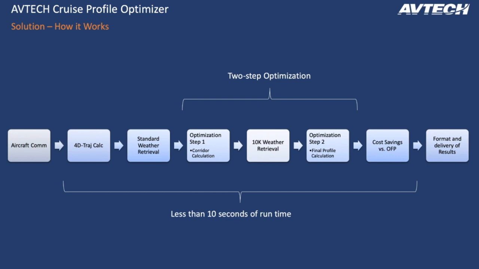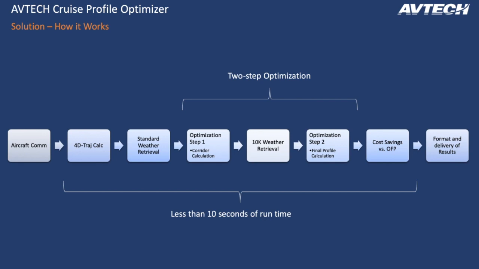Looking at the total process then, the optimizer is a ground-based service. It's easy to deploy because of that. We connect the service via ACARS and speak to the aircraft via ACARS. So first step is aircraft communication. What happens when an optimizer calculation is triggered is that we talk to the aircraft, retrieve the data to build the 4-dimensional trajectory. We retrieve the standard weather forecast, 140K.